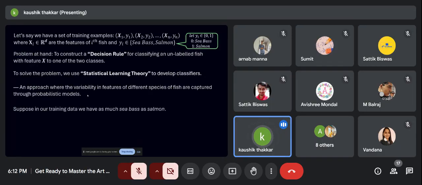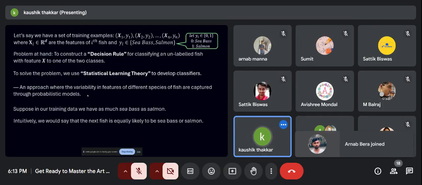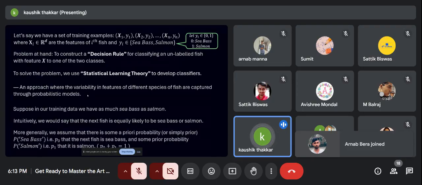Right? Suppose in our training data, you observe that there are as many sea bass as salmon, so they are all 50-50. So, intuitively, we would say that the next fish is equally likely to be a sea bass or salmon, right? More generally, we assume that there is a prior probability that the next fish that is coming is either a sea bass or a salmon, right?